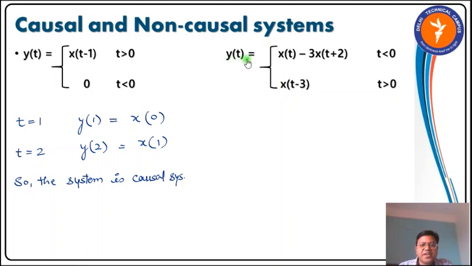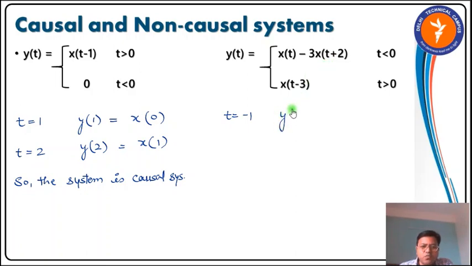We again have a system y(t) which is expressed by these equations, that is y of t equal to x of t minus 3x of t plus 2 for t less than 0, and y(t) is equal to x of t minus 3 for t greater than 0. So whenever we are considering a time instant less than t equal to 0, we will consider this equation, and if we are considering a time instant greater than t equal to 0, we will consider this equation. So let us consider t equal to minus 1. At t equal to minus 1, that is t is less than 0, so we will consider this equation.